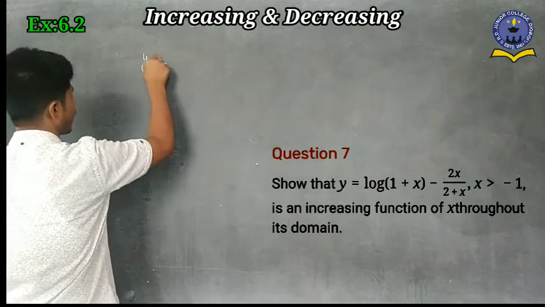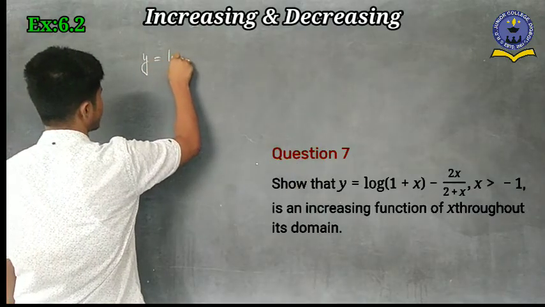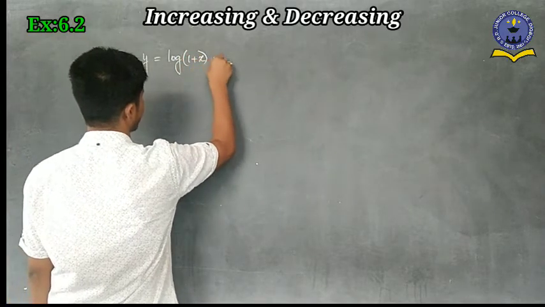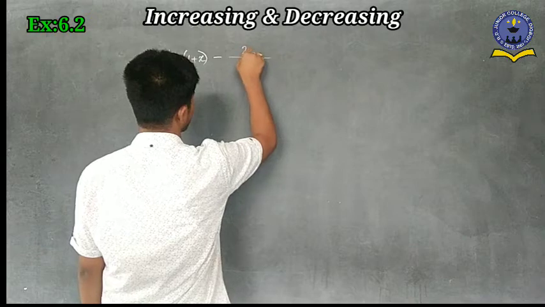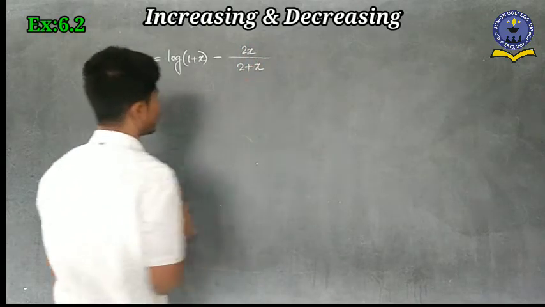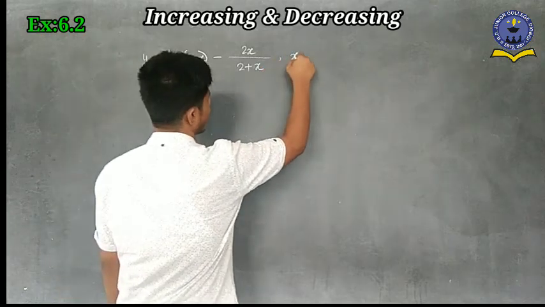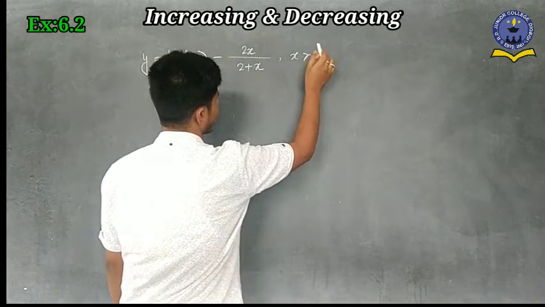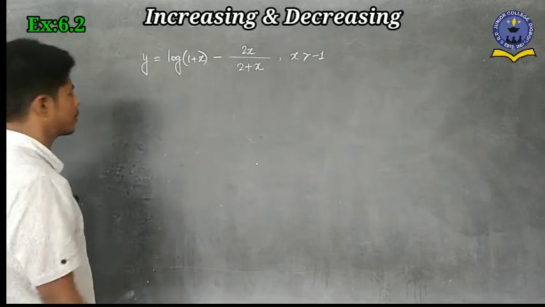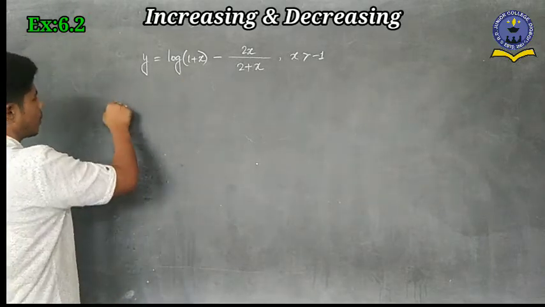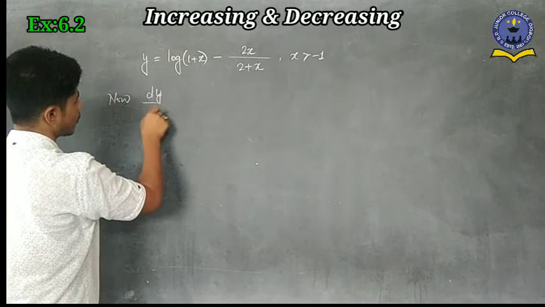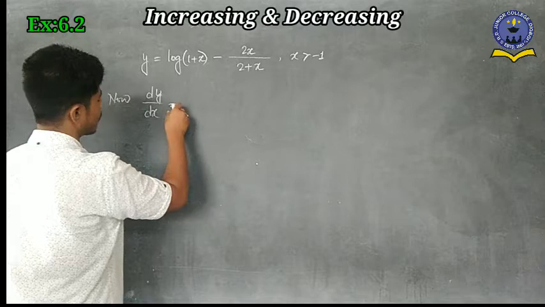The question is given: y equals log of 1 plus x minus 2x divided by 2 plus x. The condition given here is that x is always greater than minus 1. So first of all, we differentiate this result with respect to x, so dy/dx equals this one we get.